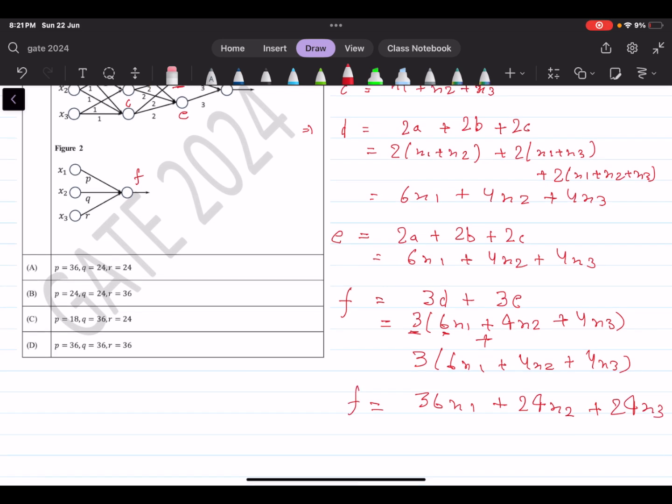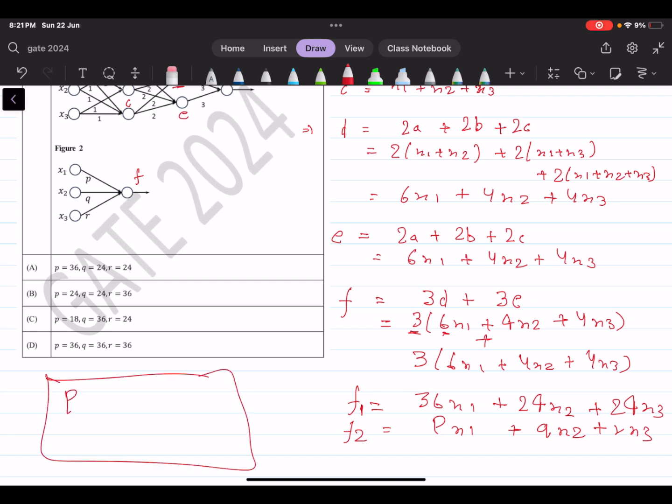For this one, let me name it f1. And what is our f2? F2 is simply px1 plus qx2 plus rx3 from figure 2. Now for these to be equivalent, p should be equal to 36, q should be equal to 24, and r should be equal to 24. And if you see, it is satisfied in the first option. So the first option will be correct. Thank you.